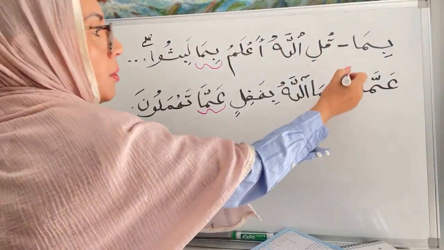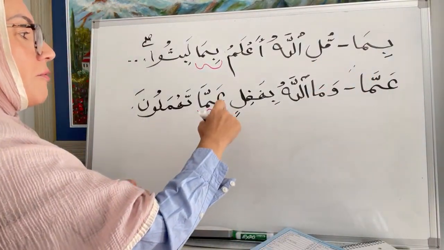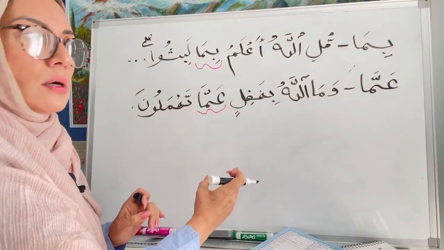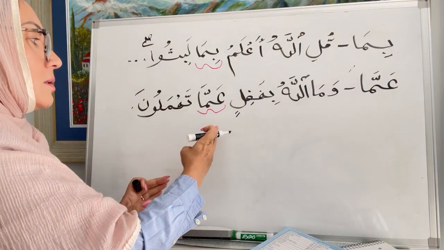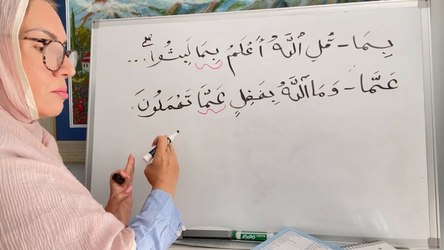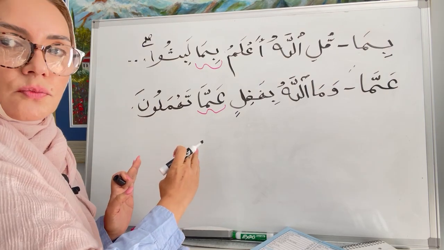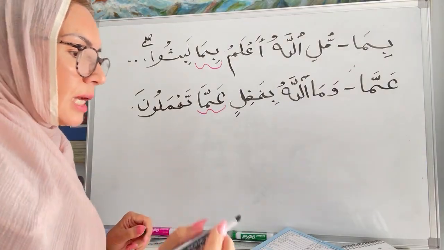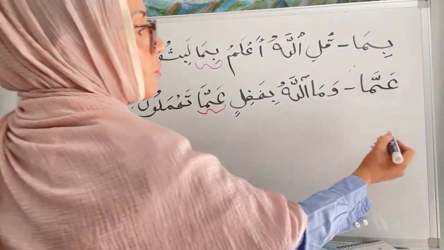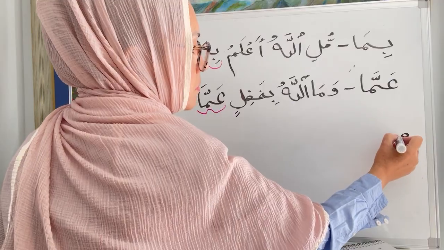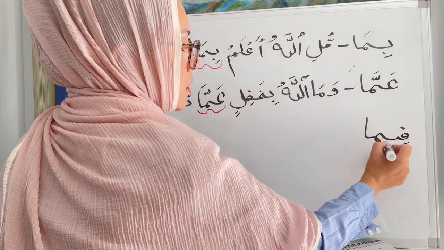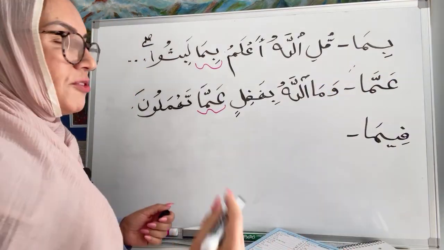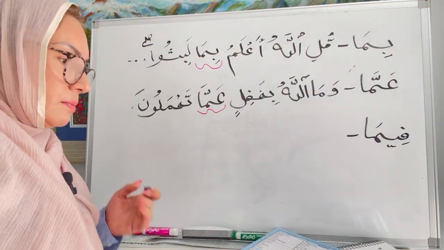وَمَا اللَّهُ, remember there's something before it. وَمَا اللَّهُ بِغَافِلٍ عَمَّا تَعْمَلُونَ. And Allah is not unaware of what you are doing. Okay, so the example is about what, of what. The next one we have is fima. Fima means in what. Okay.